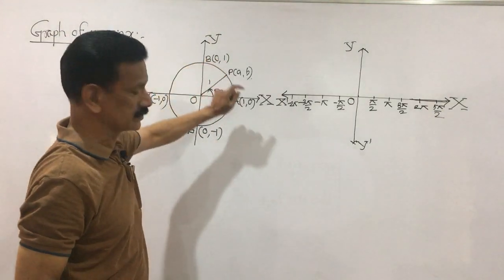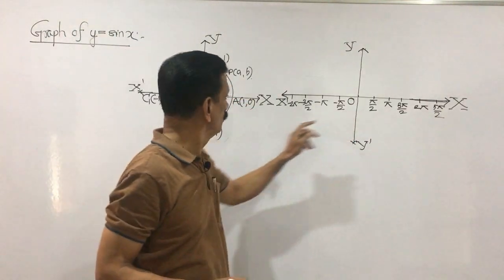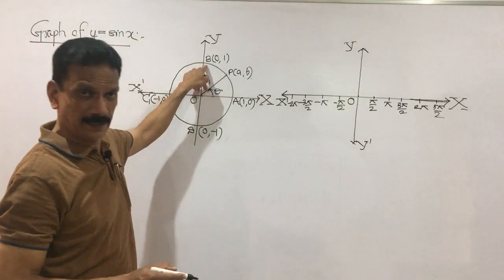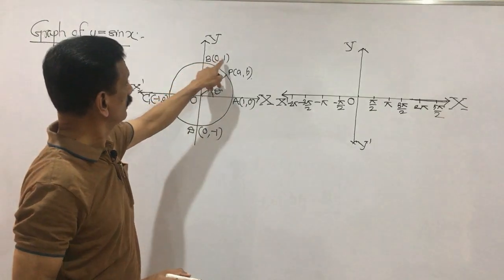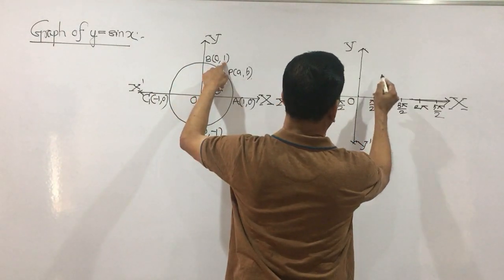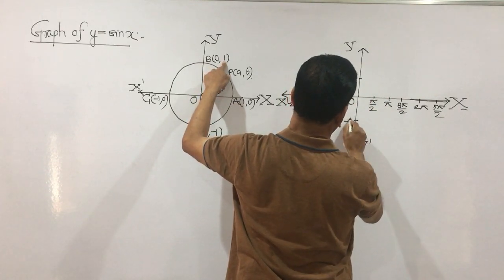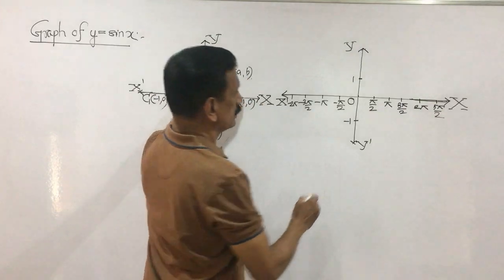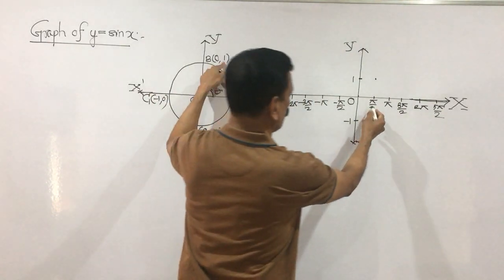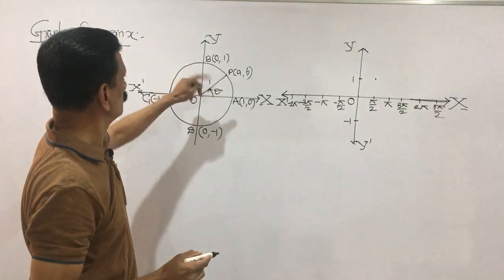The value of y is, see here, I am taking the angle on the x axis, which is pi by 2. It means when it completes and comes here, coinciding with OB on the y axis, what is the value of sine? It is 1. I write this here as 1, and here as minus 1. See, my dear friends, I put the point here. When x is pi by 2, the value of y is 1. Sin pi by 2 is 1.